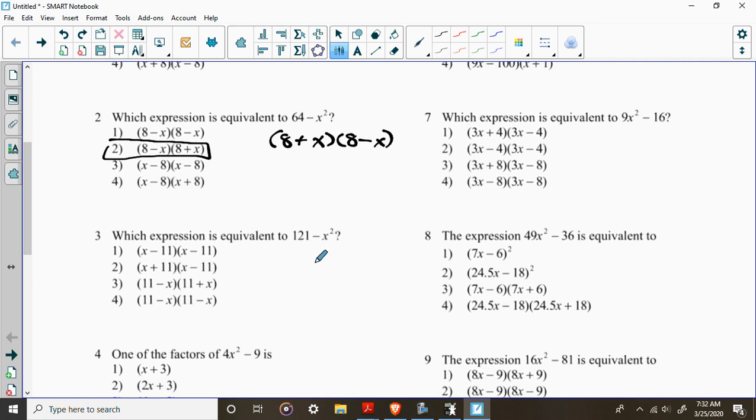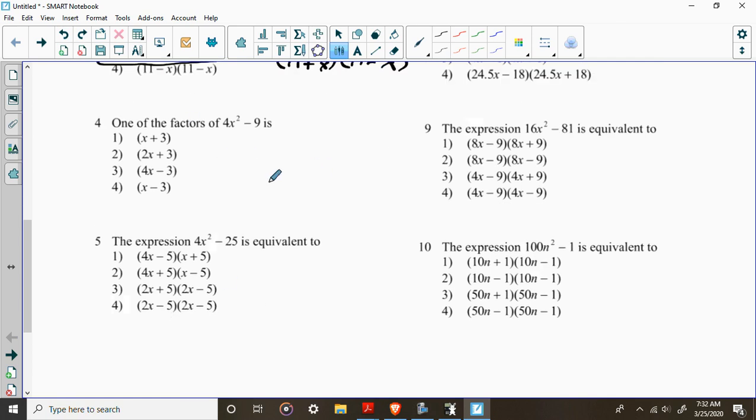Okay, 121 minus x squared, 121 minus x squared. What's the square root of 121? Well, you guys are the bomb, so you know your times table, so you know that that is 11. What's the square root of x squared? Well, you know that's x. Give me a plus sign on one, give me a minus sign on the other. So 11 minus x, 11 plus x. Okay. Just remember, subtraction is not commutative, so I can't switch them around to give me this answer.